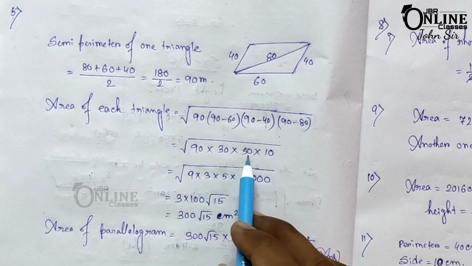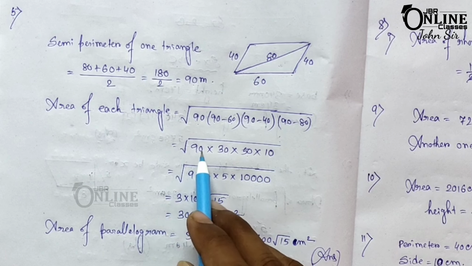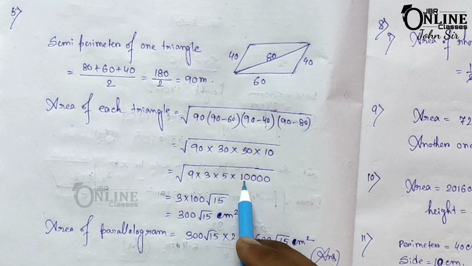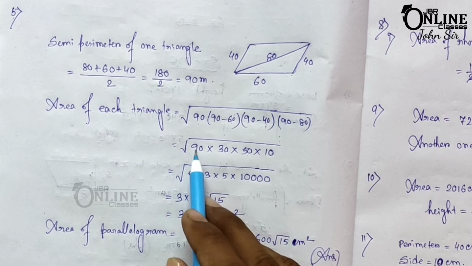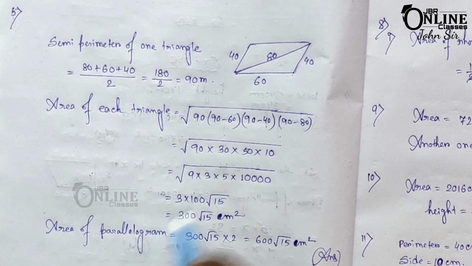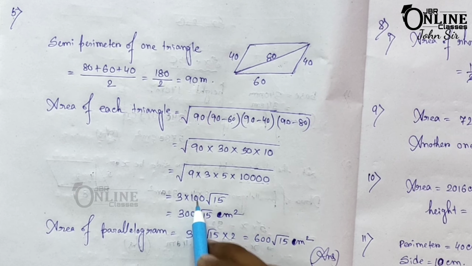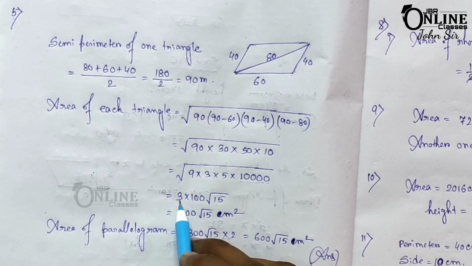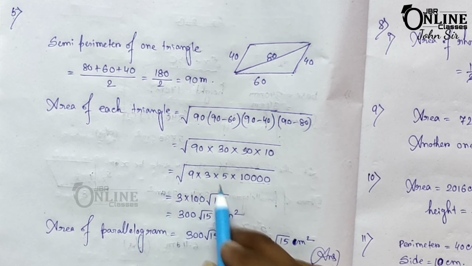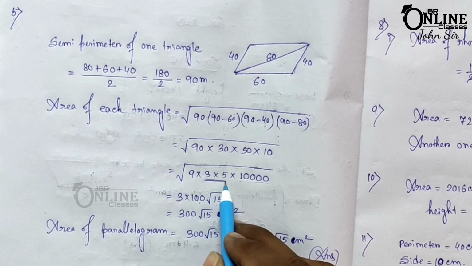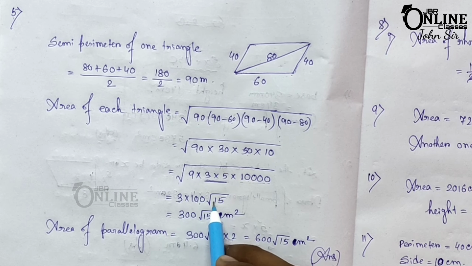So 90 into 30 into 50 into 10. Now here 10, 10, 10, 10, so that means 10,000, and 9, 3 and 5. Now the root of 10,000 is 100. The root of 9 is 3. So 3 into 100. Now for the rest, 3 into 5, that becomes 15.